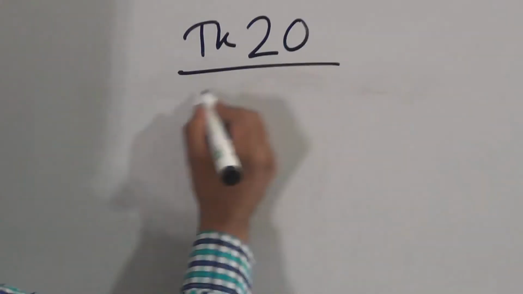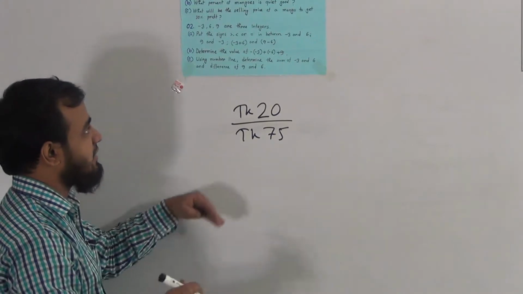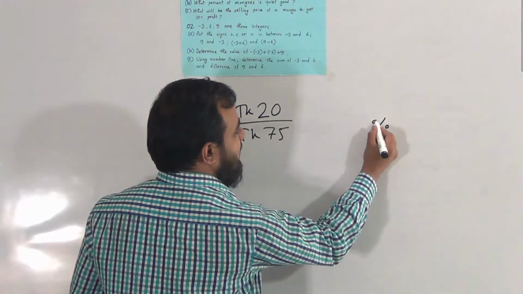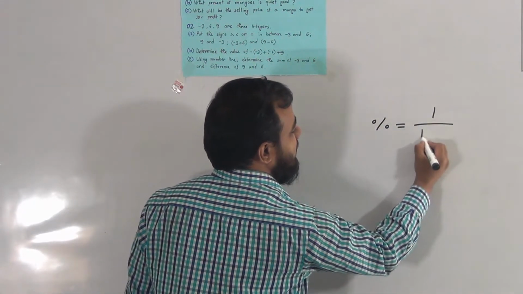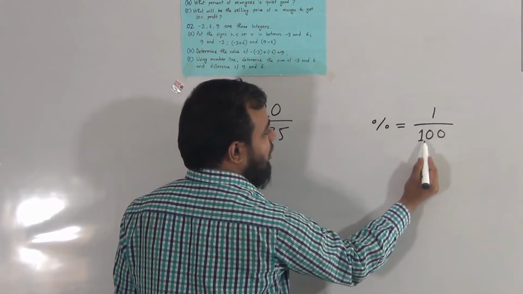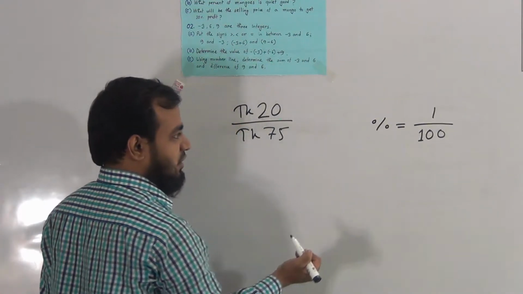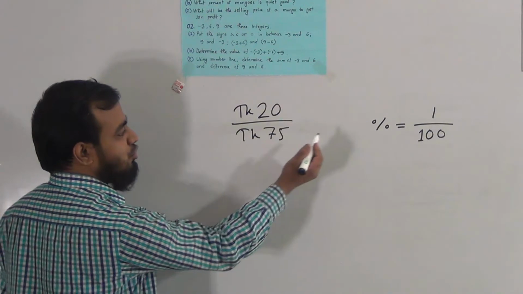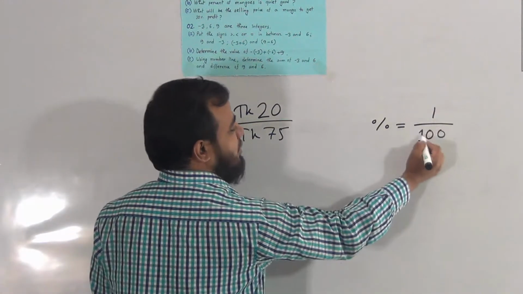Taka 20 of taka 75, we have to write this as a percentage. Percentage means the percentage sign. The percentage sign's value is 1 by 100. 1 is our numerator, denominator is 100. It's a fraction and it is called a percentage. That means when we convert any fraction into a percentage, we need this percentage sign, that means we need this fraction.